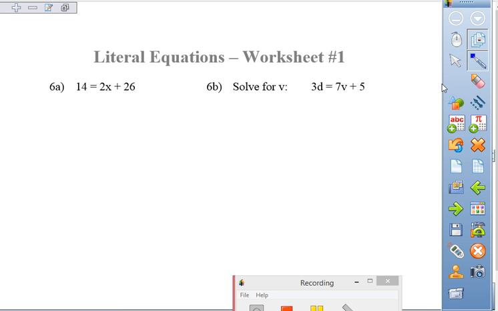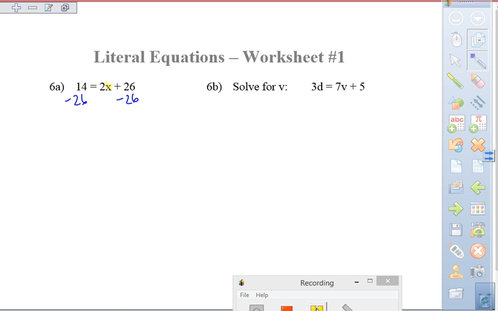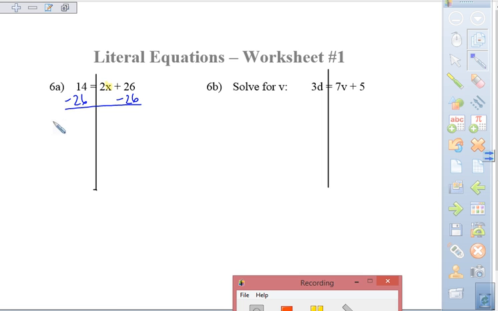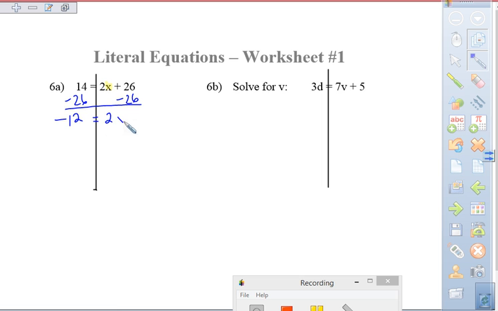6a, we want to get x by itself. So we are going to subtract 26. What we do to one side, we need to do to the other. So I get negative 12 equals 2x. And now I need to get rid of the 2, so I'm going to divide. And my final answer is x is equal to negative 6.